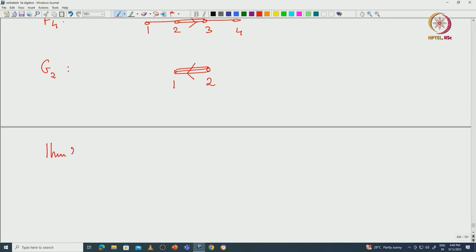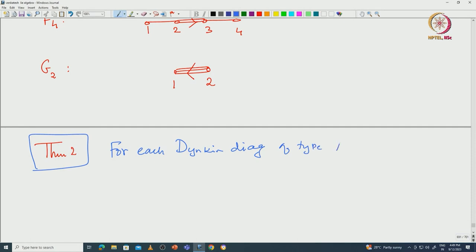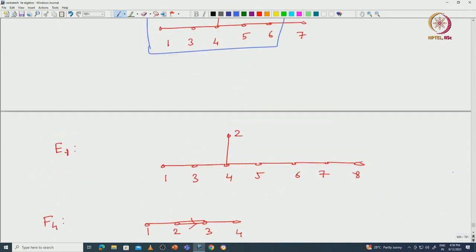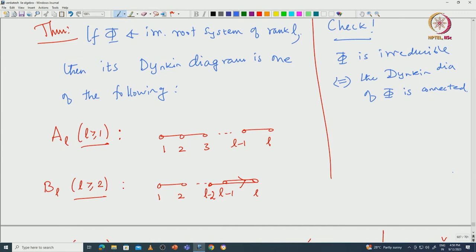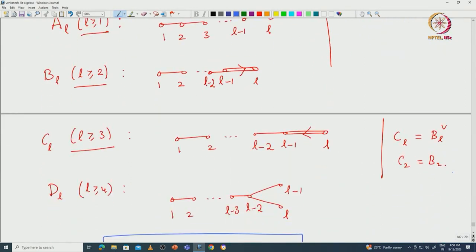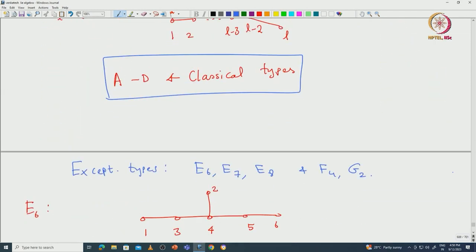So, what is the second theorem? This is the second big theorem. Again, this is not that hard, but the first theorem, classifying them, is actually very hard. For each Dynkin diagram listed in this A to G, there exists an irreducible root system having the given diagram. That means for each diagram here, we have one irreducible root system. So this list exhausts all the irreducible root systems and completely classifies them up to isomorphism.